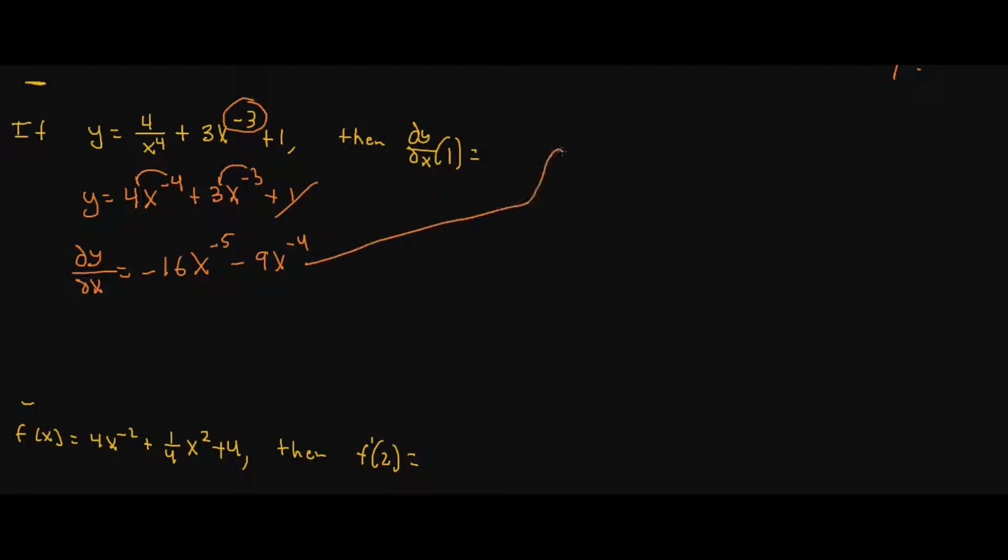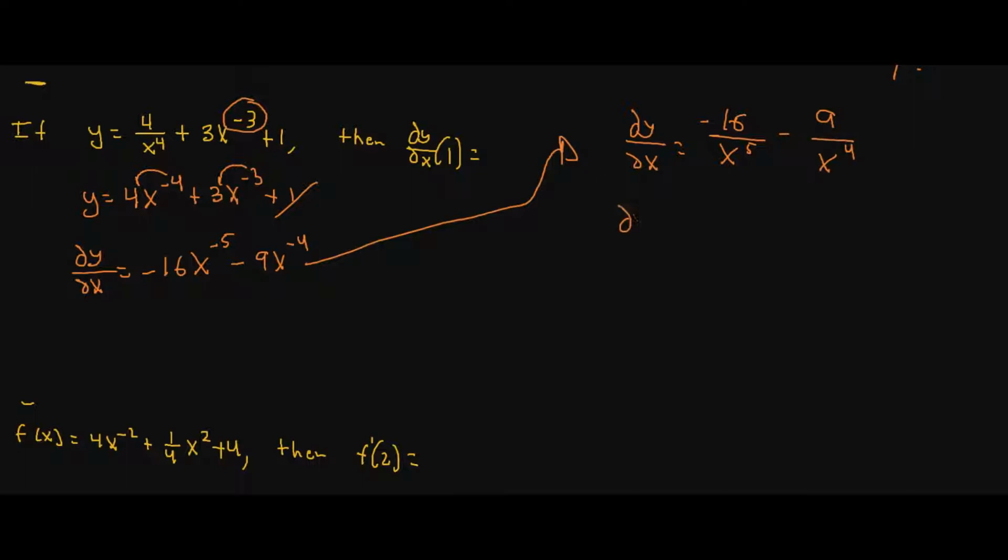Okay, let's rewrite this over here. This is going to be dy/dx is equal to negative 16 over x to the 5. Again, negative exponents just mean put it in the denominator, you're dividing, minus 9x to the 4.